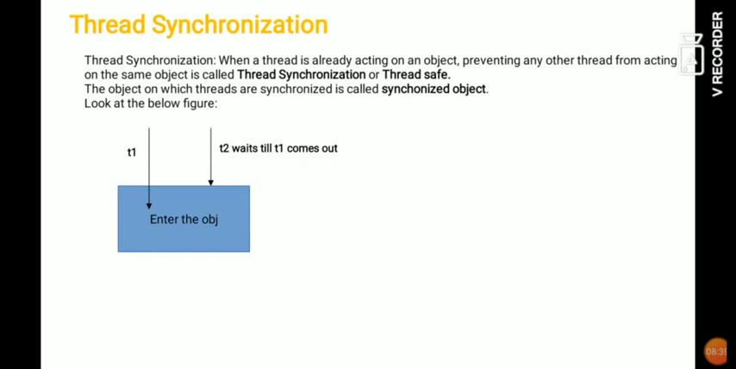In this figure, you can observe, T1 represents thread 1 here. When thread 1 enters the object, thread 2 cannot enter that particular object. It should wait until thread 1 completes its execution and comes out. Till then, thread 2 should wait. So this is called synchronization or thread synchronization.